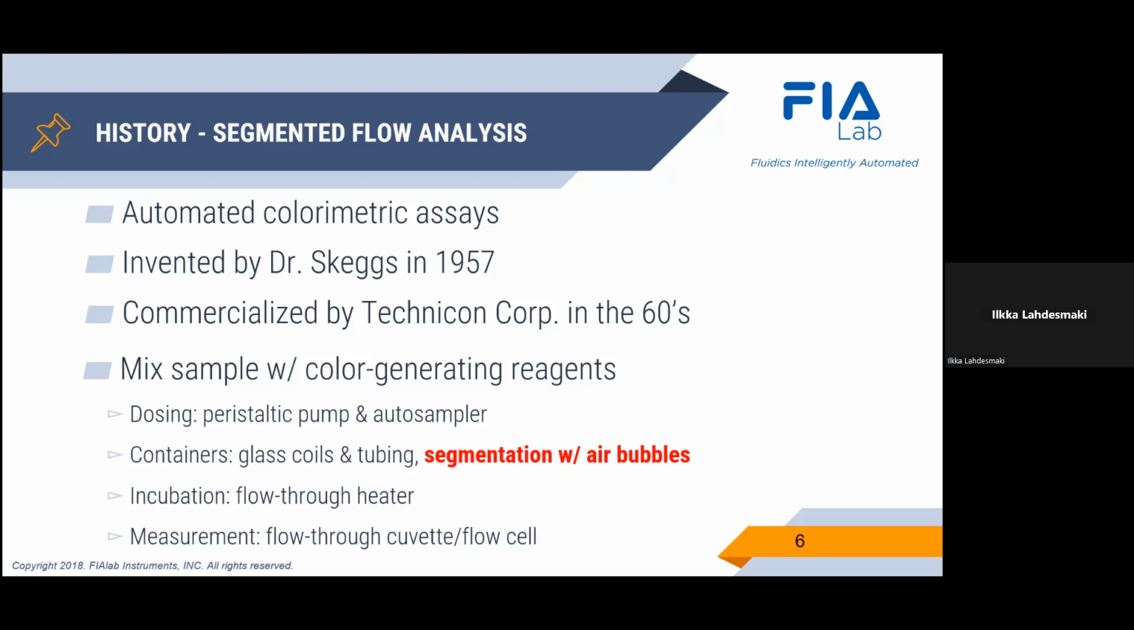Instead of a water bath to heat slow reactions, the instrument used a flow-through type heater, basically a heated chamber where you would place one of these glass coils. Color measurement was, of course, not done on a benchtop spectrometer, but inside a flow-through cuvette or flow-through flow cell. That's Dr. Skeggs' invention.